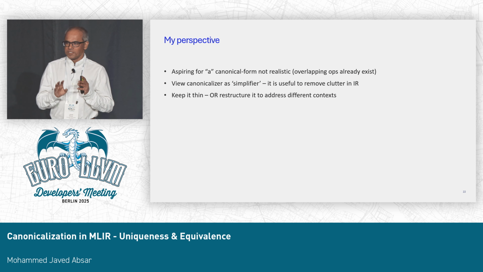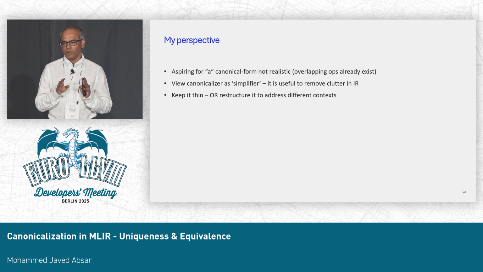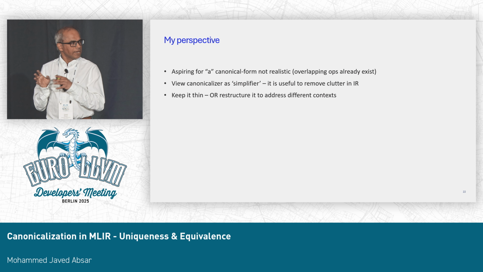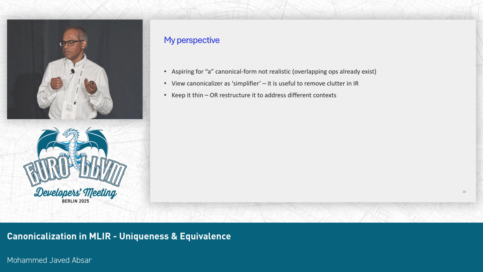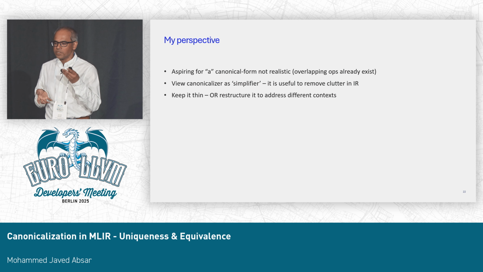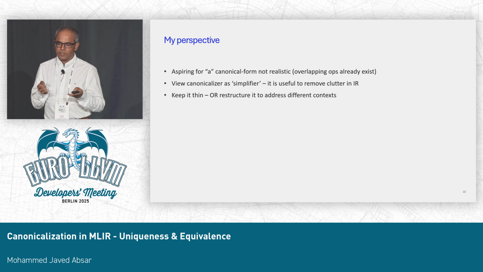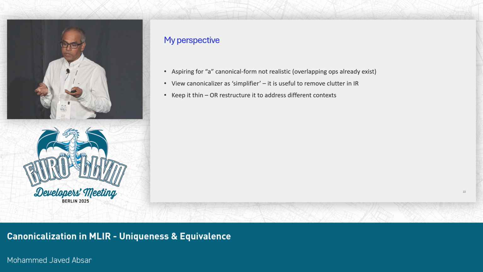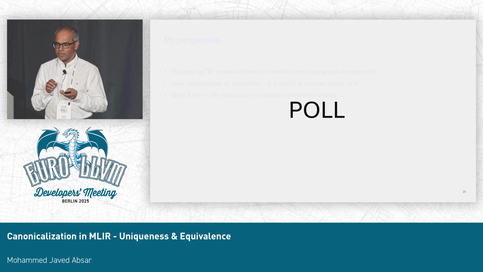So this is part one, my perspective. Aspiring for a canonical form is not realistic. Overlapping ops do exist. That's a reality. What we can view is the canonicalizer really as a simplifier. It helps me. I run it, I see, oh, the code has become smaller. So it reduces clutter, the folds, etc. Keep it thin, or restructure it for different contexts.